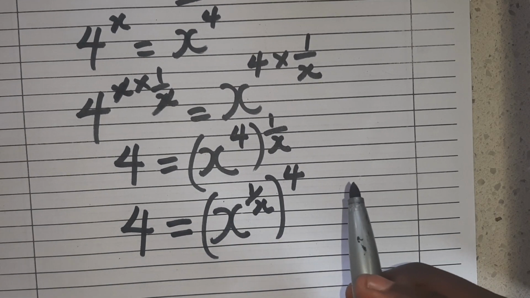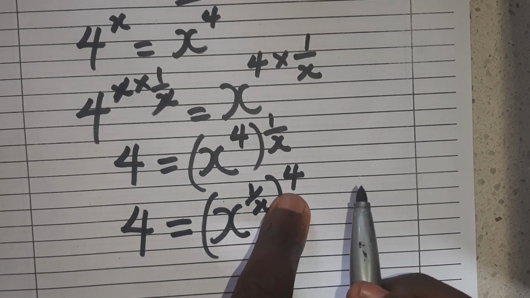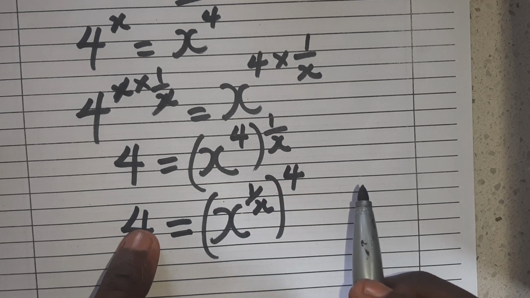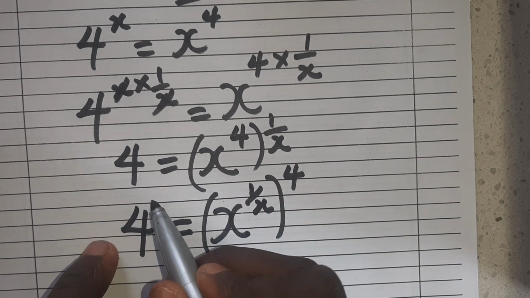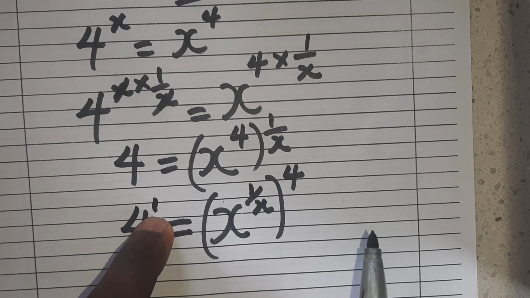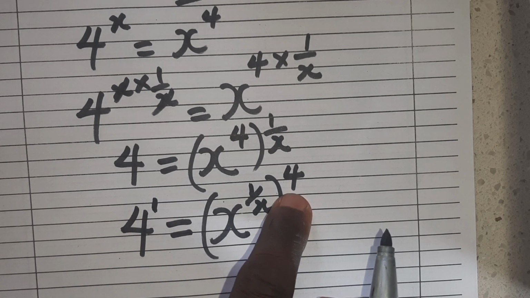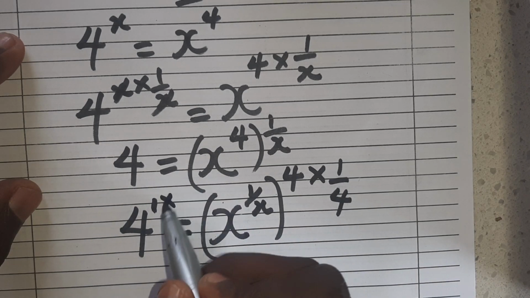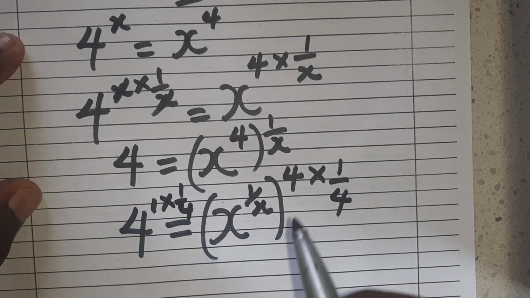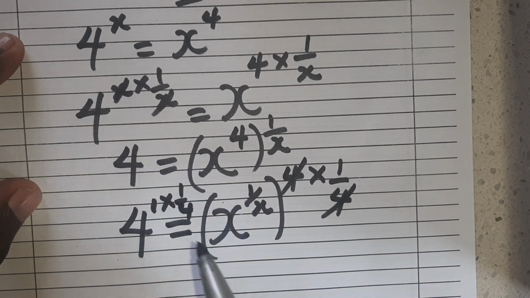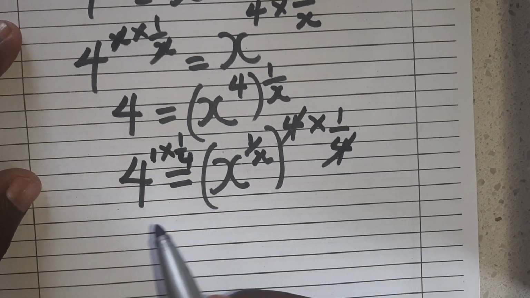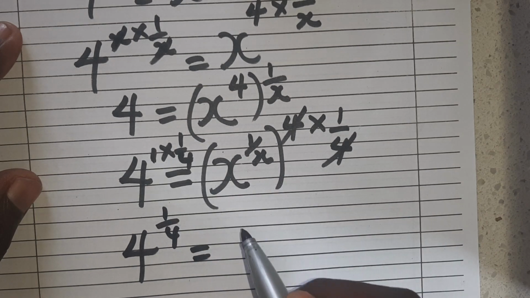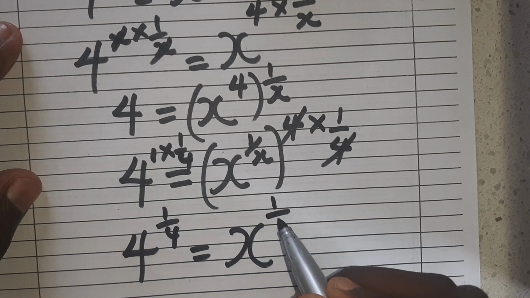Then now I can try to eliminate this power 4 by multiplying this power here, which is 4, by 1 over 4, and multiplying the power here. The power here is 1 actually. So I'll multiply this 1 here by 1 over 4 also, just to eliminate this 4. So times 1 over 4. Then this one also times 1 over 4. So this cancels this, and I have 1 over 4 times 1, which is still 1 over 4. So I have 4 raised to the power 1 over 4 equals, this one will just be x raised to the power 1 over x.